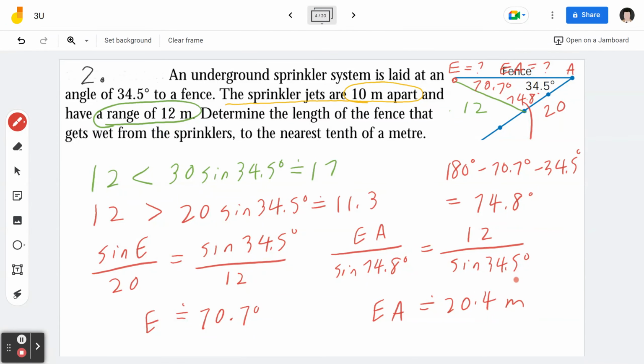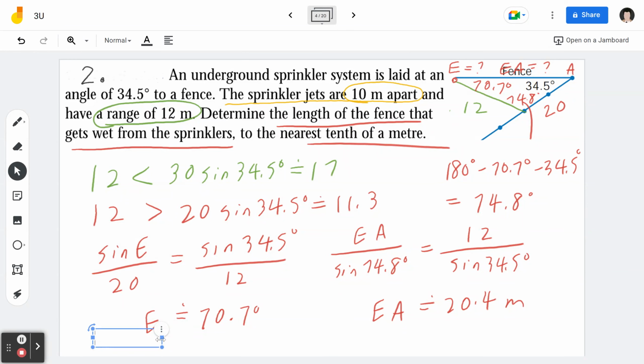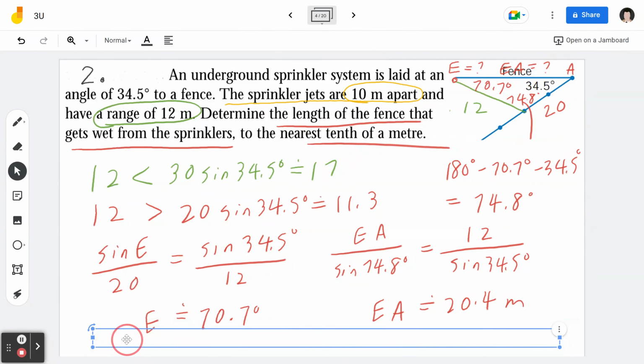Now again, the question says determine the length of the fence that gets wet from the sprinklers to the nearest tenth. So we're going to grab a text box. We're going to write down a final statement for you. So I would say in one sentence, let's put it at the bottom here. Therefore, the length of the fence that gets wet is about 20.4 meters.